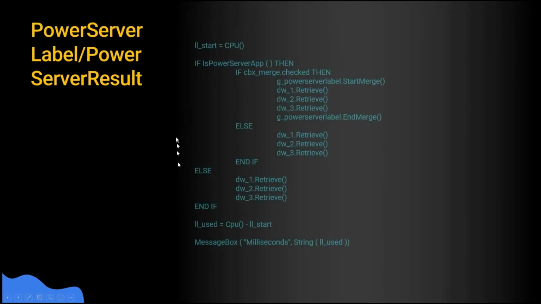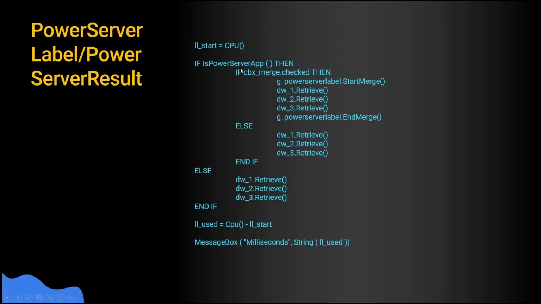So here's my sample code. In this particular sample, I'm going to grab the CPU before and after so we can see what the performance improvement is between merging and not merging. This sample assumes that we've got some PowerBuilder code that we might be deploying as PowerServer, but also as client server or PowerClient, where it wouldn't necessarily even have PowerServer label as an option.